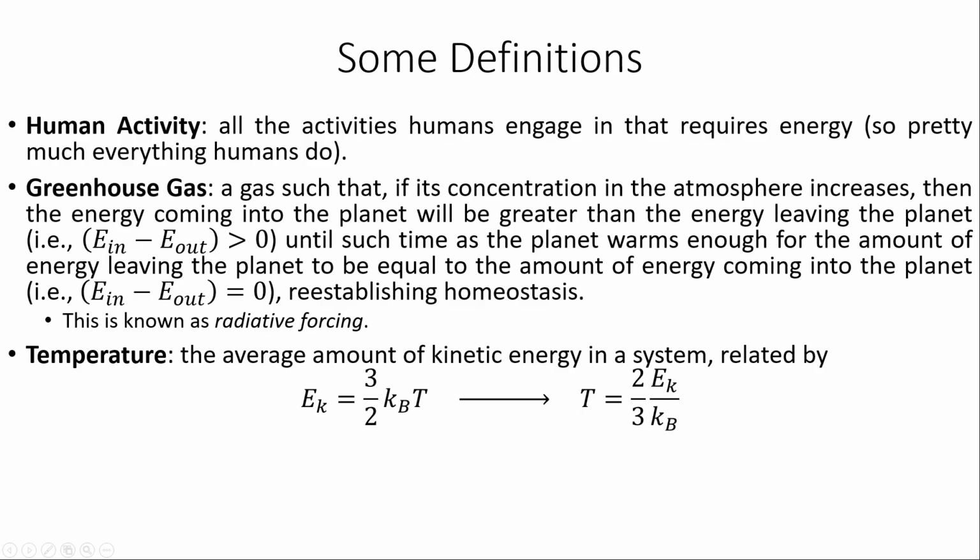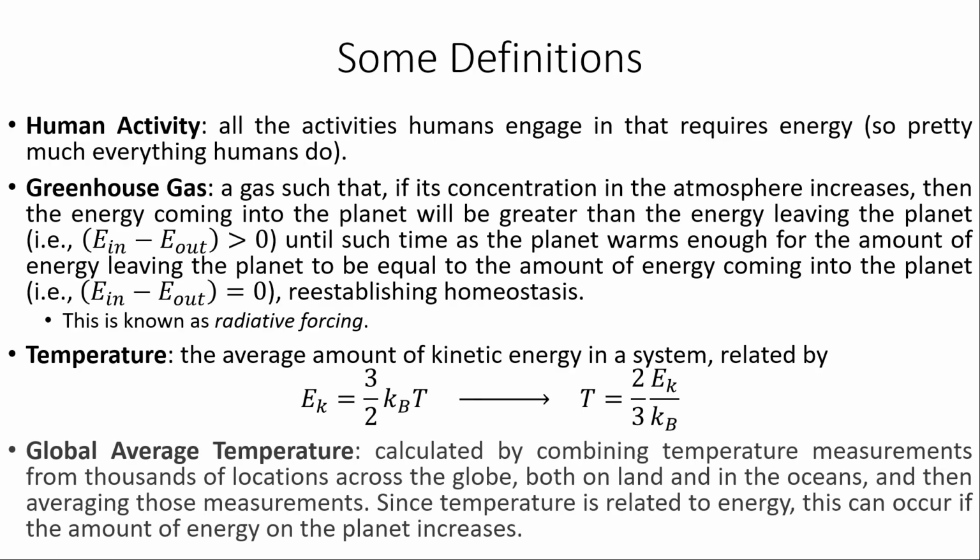And the last definition we're going to use for our syllogism here is what's called the global average temperature. This is just calculated by combining the temperature measurements from thousands of locations across the globe, both on land and in the oceans, then averaging those temperatures. Since temperature is related to energy, as we see up in this third definition here, this can occur if the amount of energy in the planet increases.